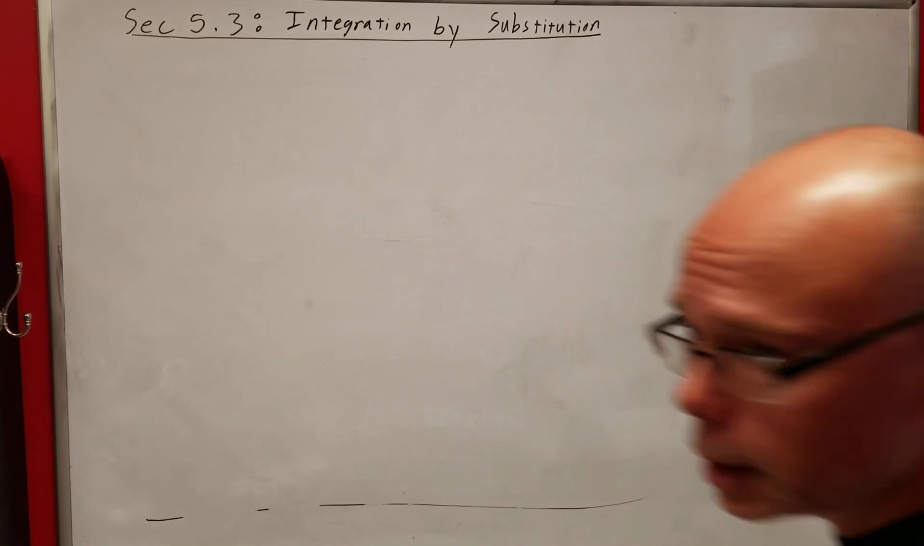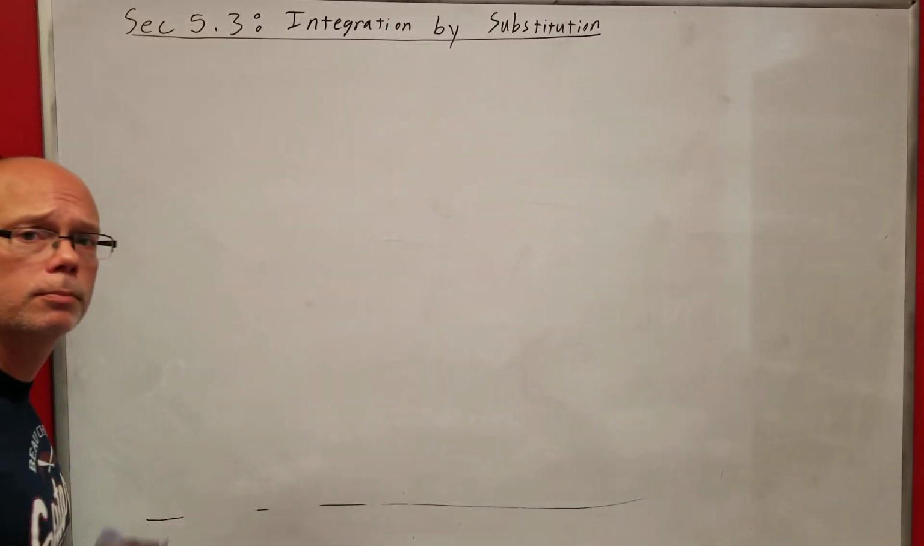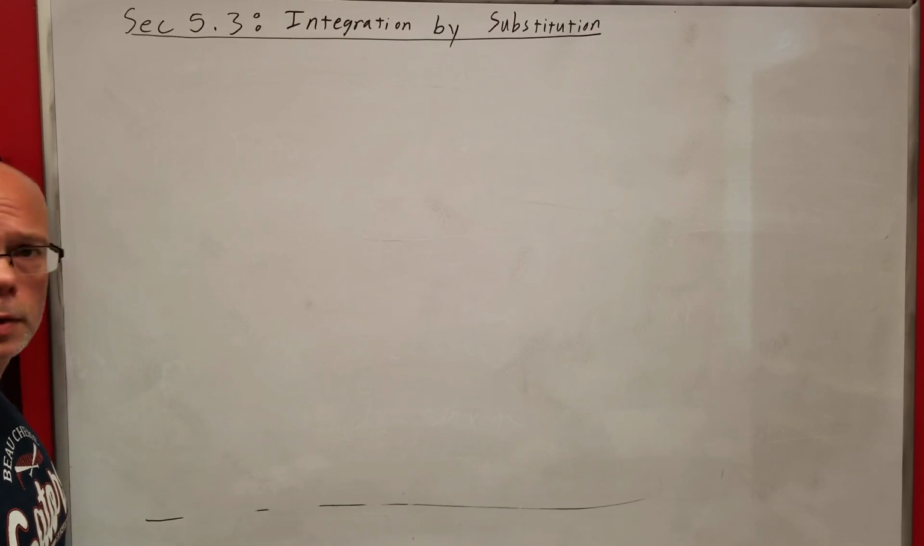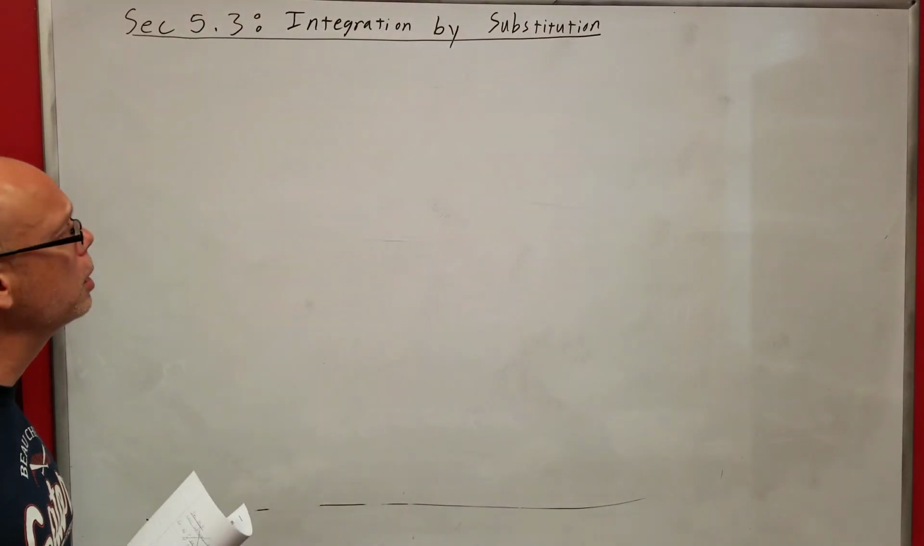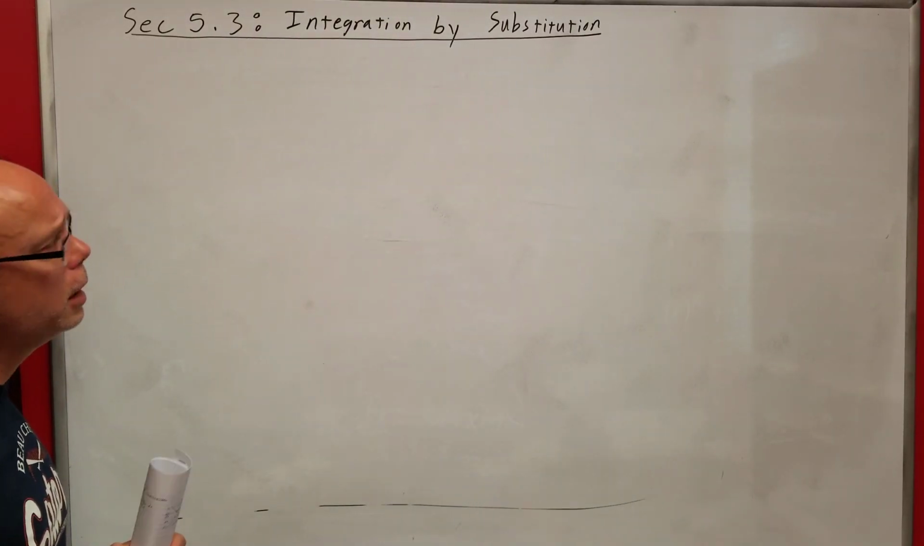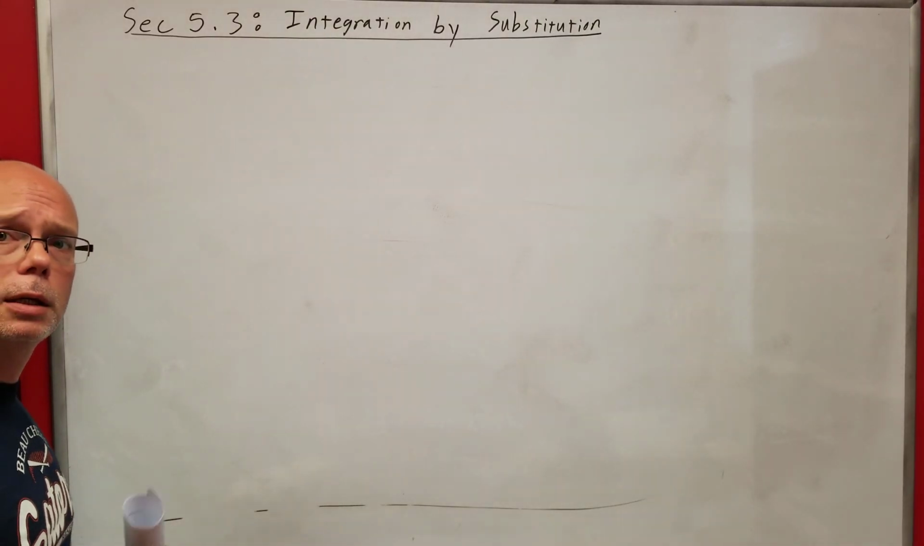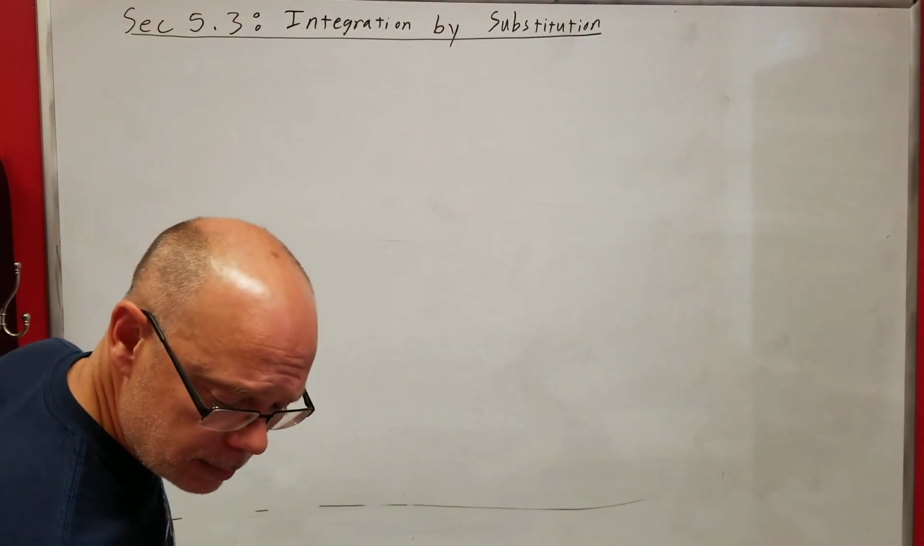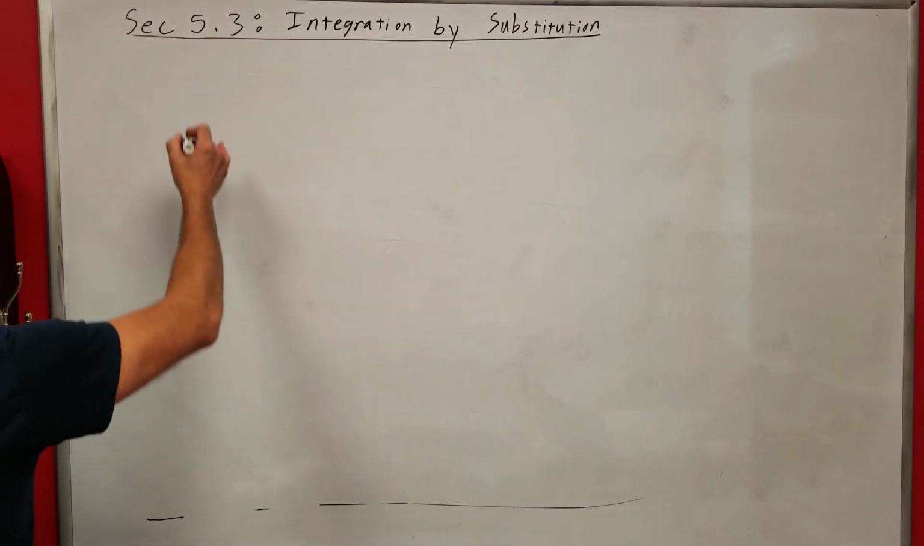Section 5.3, integration by substitution. Sometimes you hear this called u-substitution or u-sub or whatever, okay? It's another method for integrating. Now, why do we need another method? Because it's necessary. Here's why we need another method.